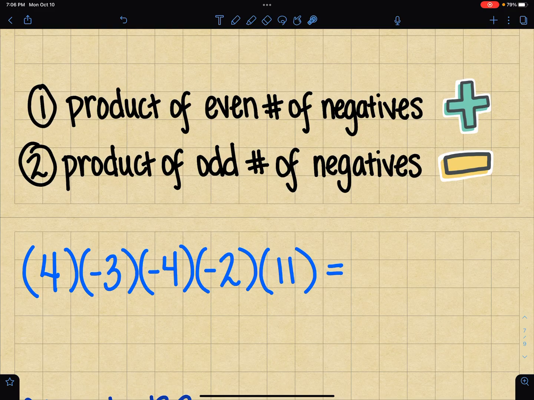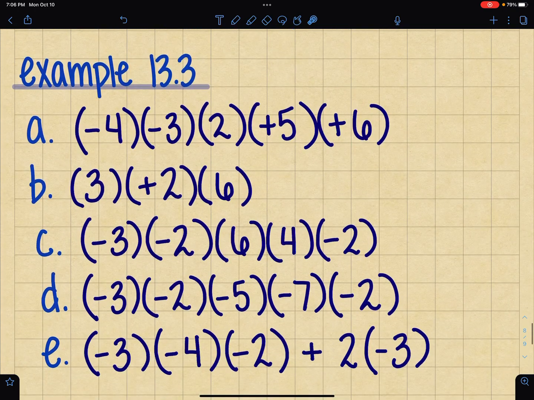All right, let's do another example. All you have to do here is say if the answer is going to be positive or negative. So let's count the total number of negative numbers. Here's 1, 2. Ooh, that is two negative numbers, so that's an even number. An even number is positive.